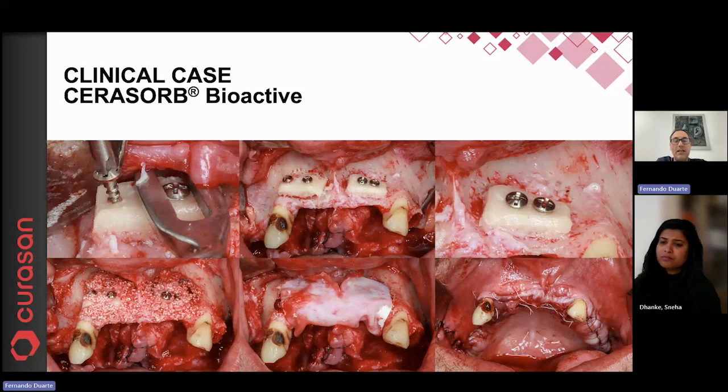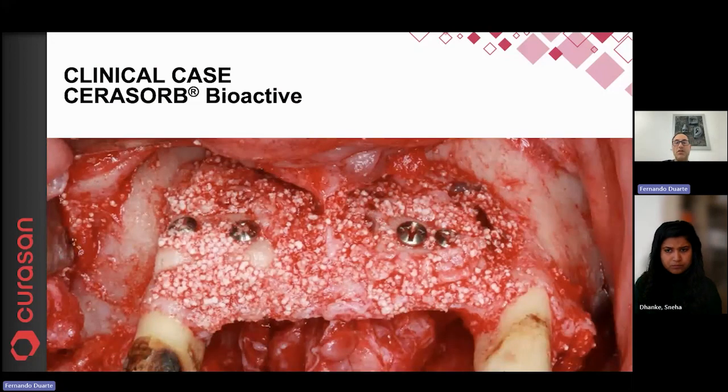Okay, for that and for the continuity of the premaxilla, we decided to reconstruct all the space with a bioactive graft combined, as you can see there, with autogenous bone from the mental area. We cover all the graft with the membrane. We close this area very well. Here is the intrasurgical image.